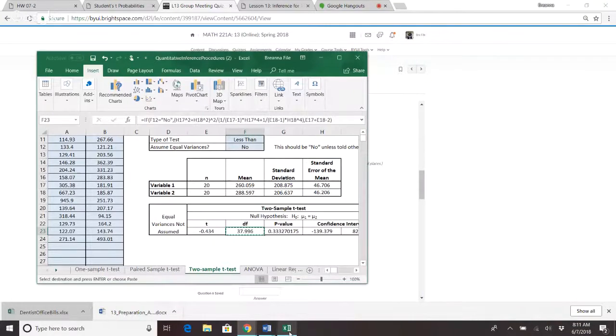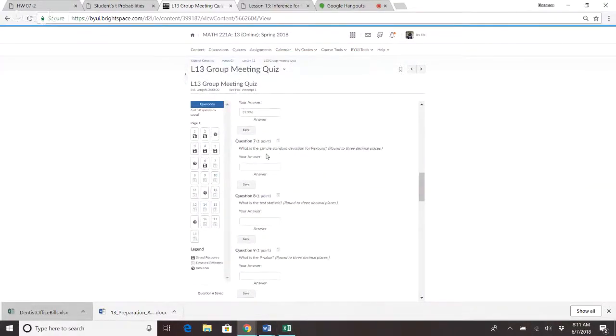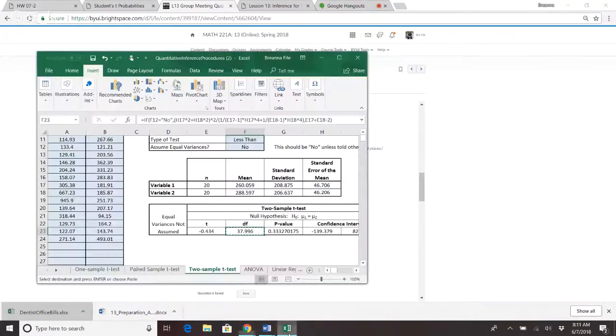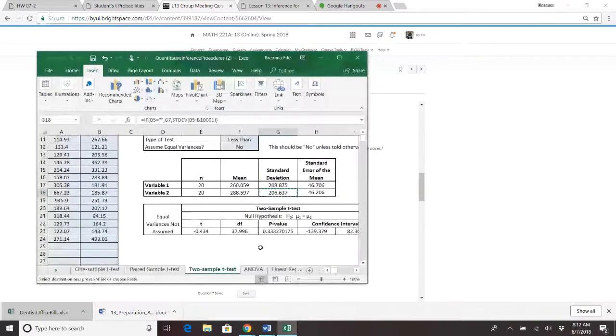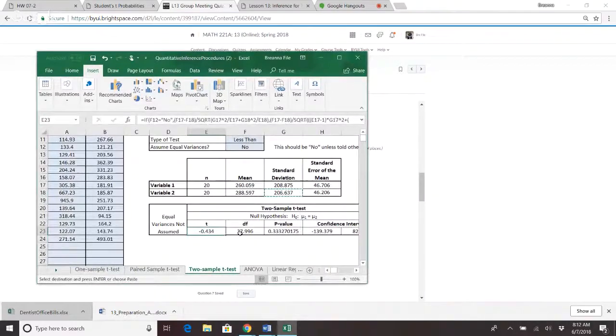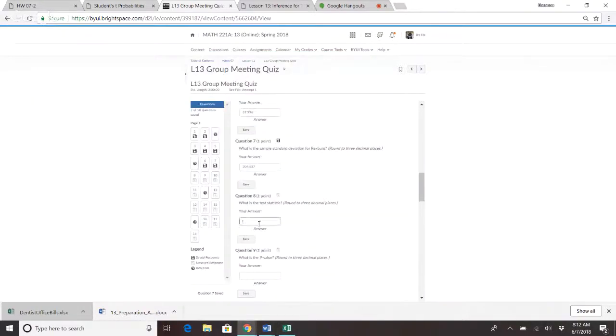So that was 37.996. Yeah. The next question is, what is the sample standard deviation for Rexburg? And that one is just this sample standard deviation, yeah, 206.637. Oh, you're so smart copying and pasting it. I don't want to mess up on the numbers. What is the test statistic? Negative 0.434. Yeah, the T score.